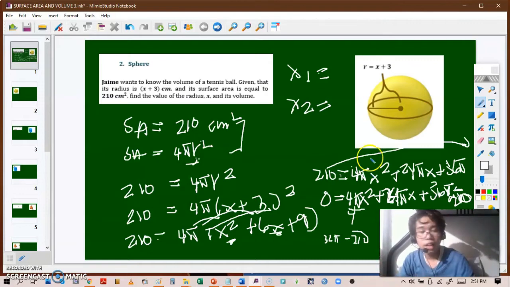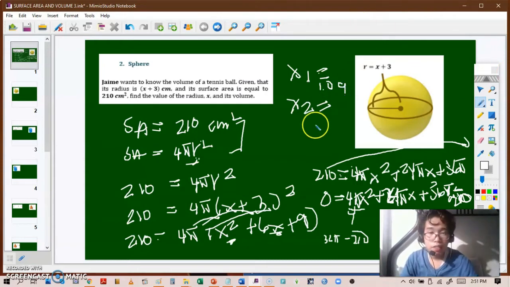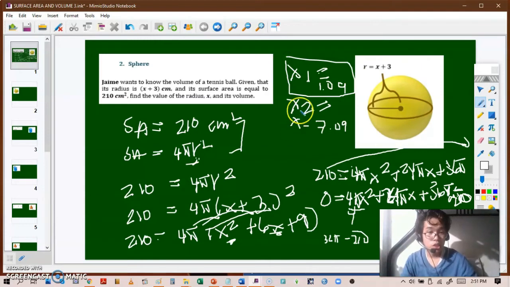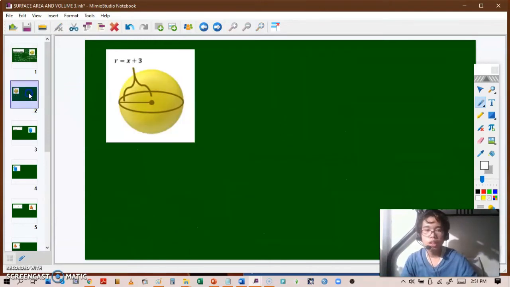And if you equate that, then you try to find the roots. So we have here x sub 1 is equal to 1.09, and x sub 2 is equal to negative 7.09. So we can see already clearly here that the only possible root for x is 1.09 because we cannot have a negative root for a geometrical figure. Now we can solve for the value of r.